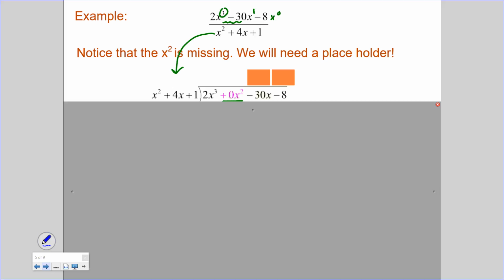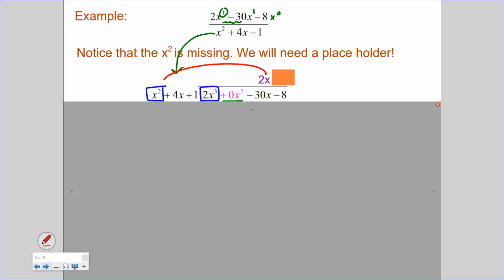We begin by dividing, and you always divide the first term inside by the first term outside. So 2x cubed divided by x squared is 2x. All right, so if it's 2x to the first power, I'm going to line that answer that I get above the term with x to the first power that's underneath the radicand. So 2x cubed divided by x squared is 2x, and I've lined it up above that -30x. So we've divided. Next, we multiply.